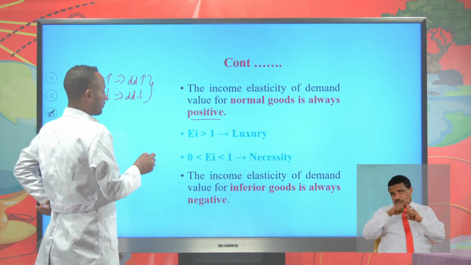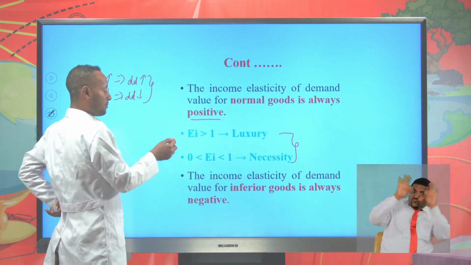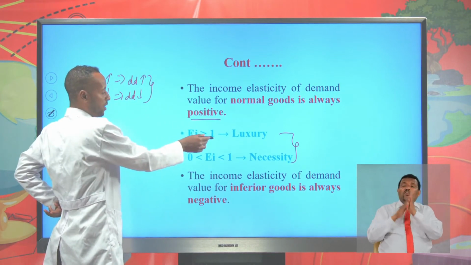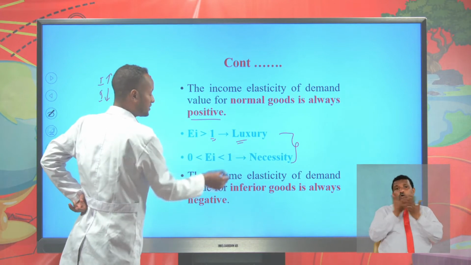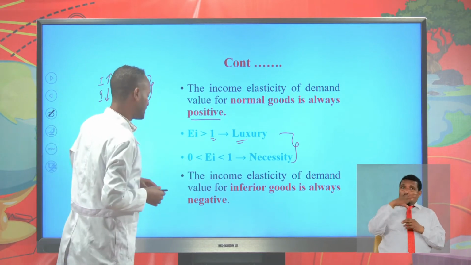And we can categorize normal goods into two called luxury and necessity. If the income elasticity of demand value is above 1, we can consider that the good is luxury. And if it lies between 0 and 1, the good is necessity.